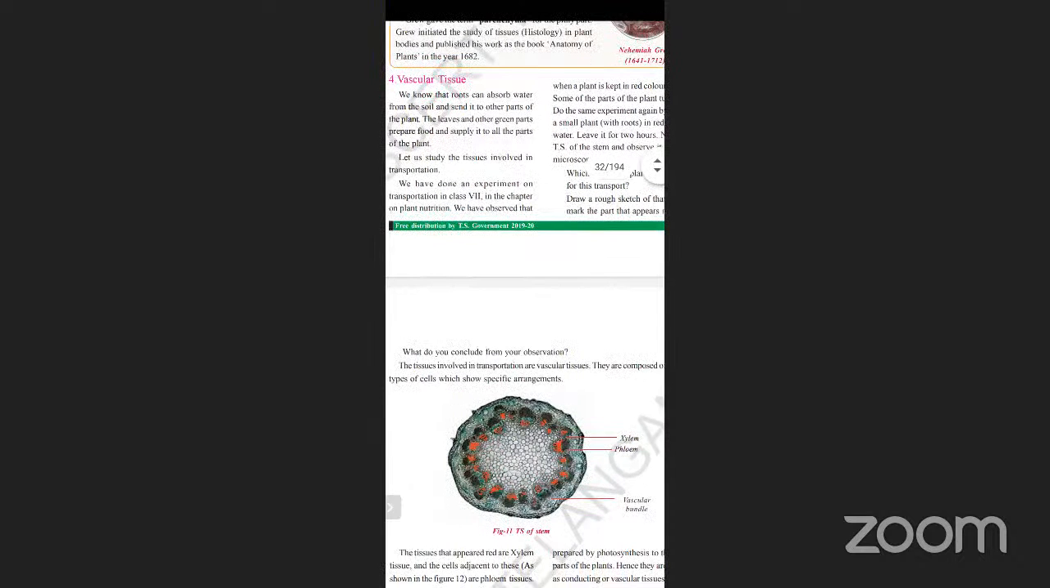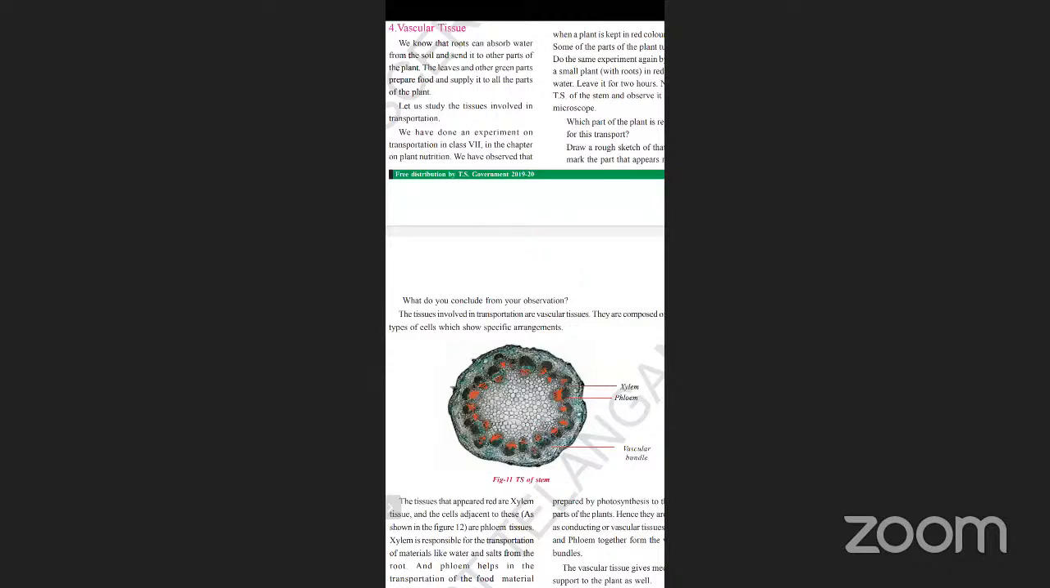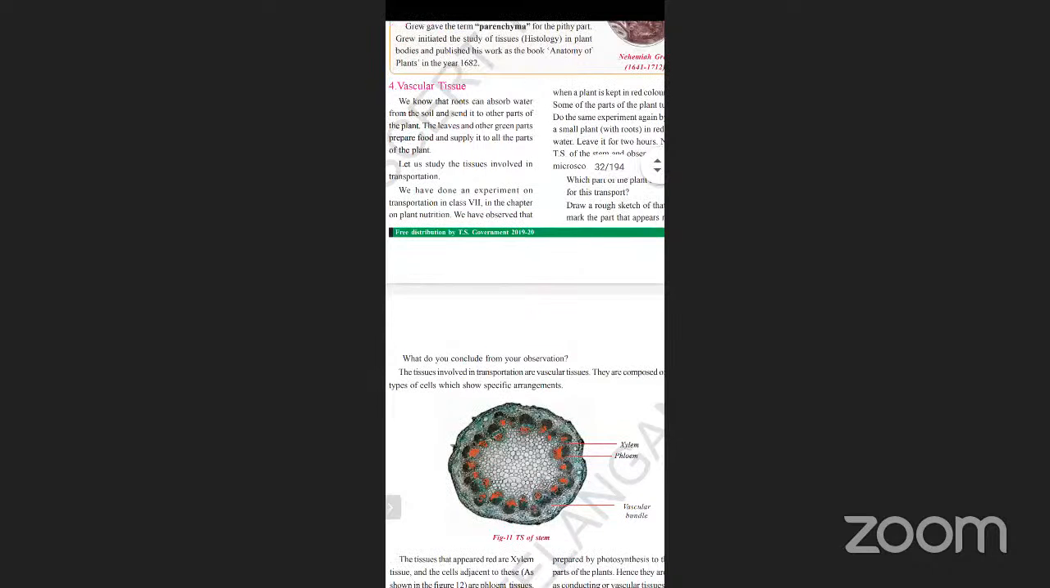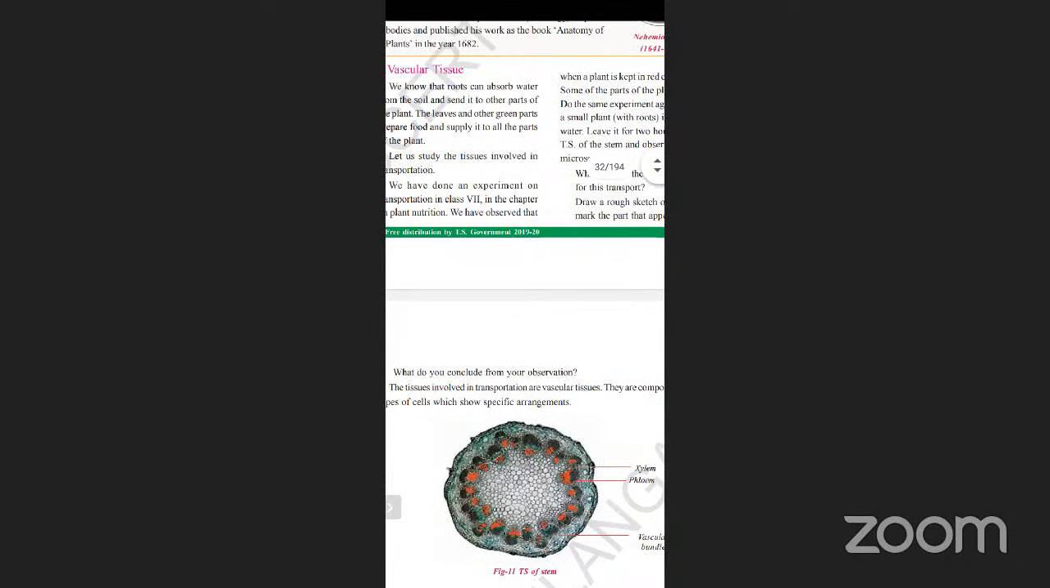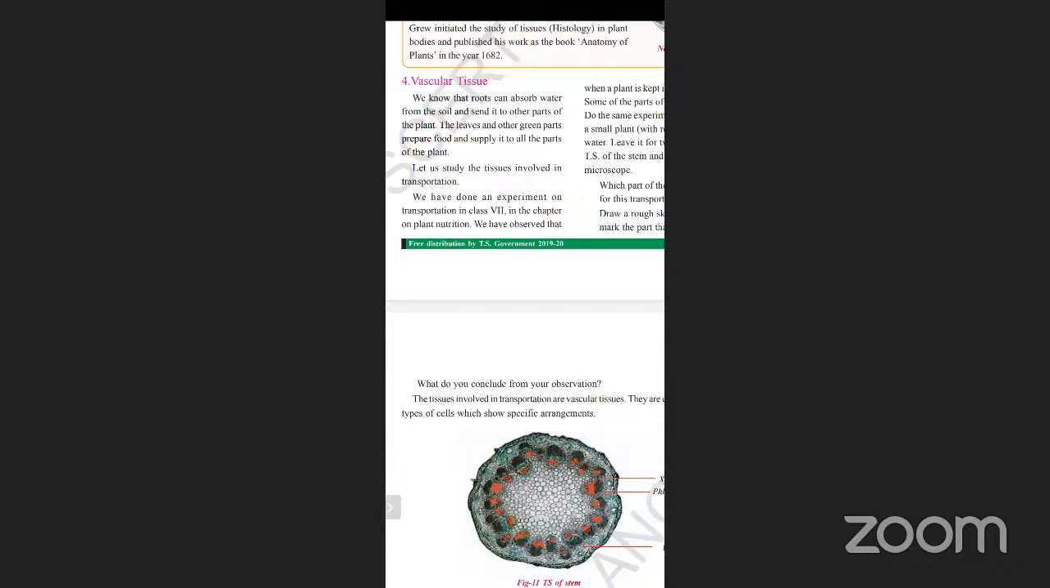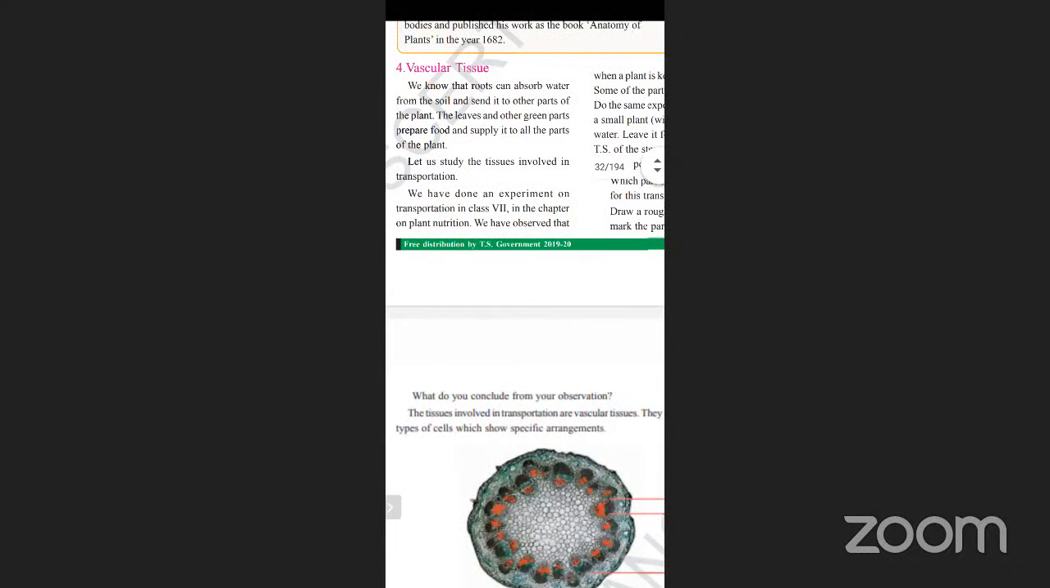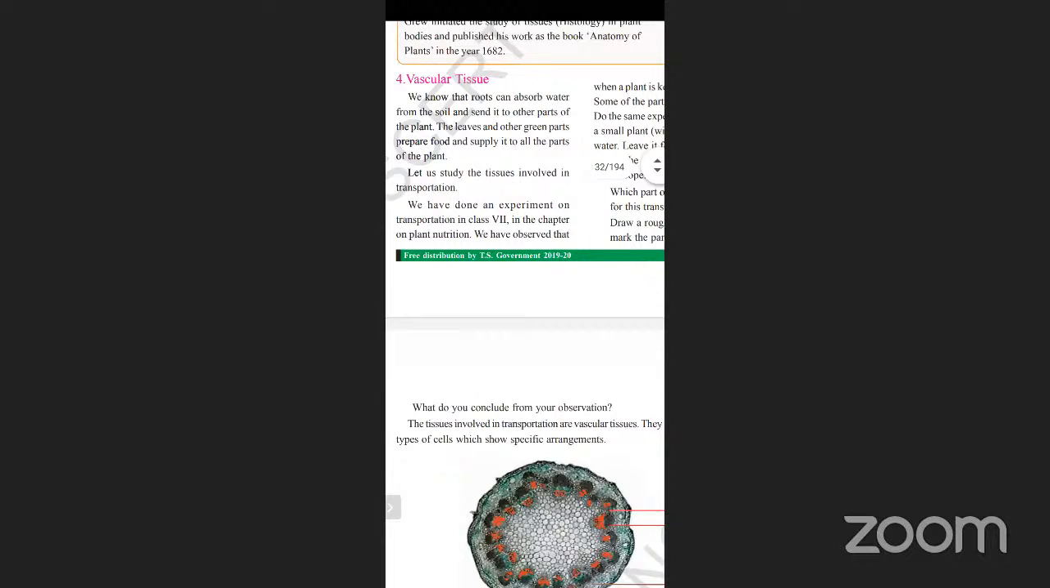See here, children. Next, vascular tissue. Okay, vascular tissue is also very important. We know that roots can absorb water from the soil and send it to other parts of the plant. You know already, the plant needs water also for the photosynthesis process, and the roots can absorb the water from the soil particles and send it to other parts of the plant.